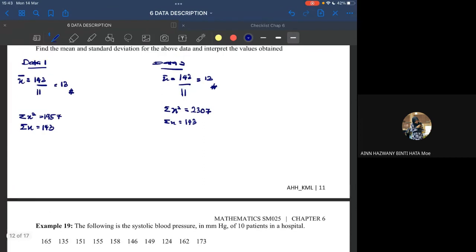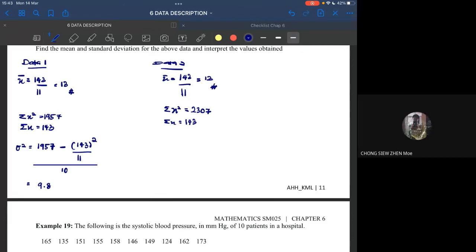So untuk data 1, sigma square, which is sama dengan variance. Summation of X square, 1957 minus summation of X kita squarekan, divided by N, which is 11, divided by N minus 1, which is 10. And here you're gonna get 9.8. Betul ke? Betul, Miss.